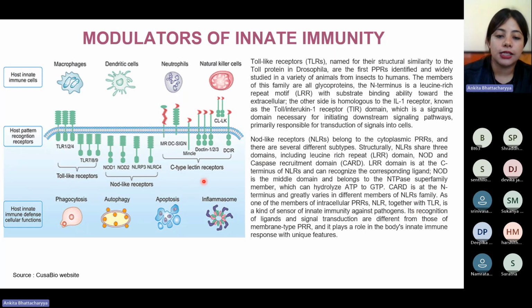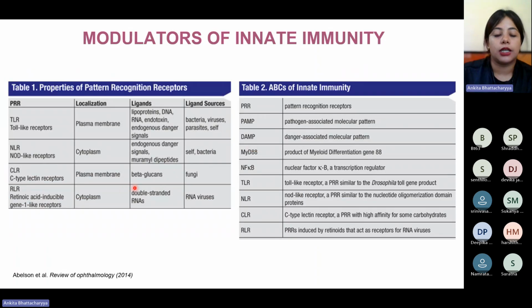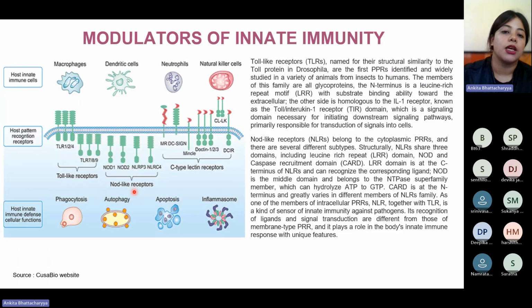And the third type are the C-type lectin receptors, which are majorly responsible for identifying beta-glucans present on the surface of fungi. So what this image basically summarizes is that you have host innate immune cells, which include macrophages, dendritic cells, neutrophils, and natural killer cells. You have host pattern recognition receptors, of the three major subclasses I just discussed, in response to identification of the pathogen that has come in and the innate immune cells that have acted.